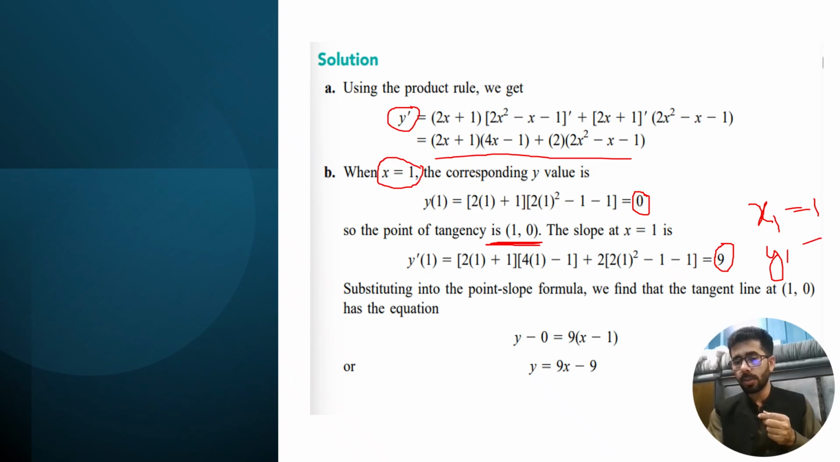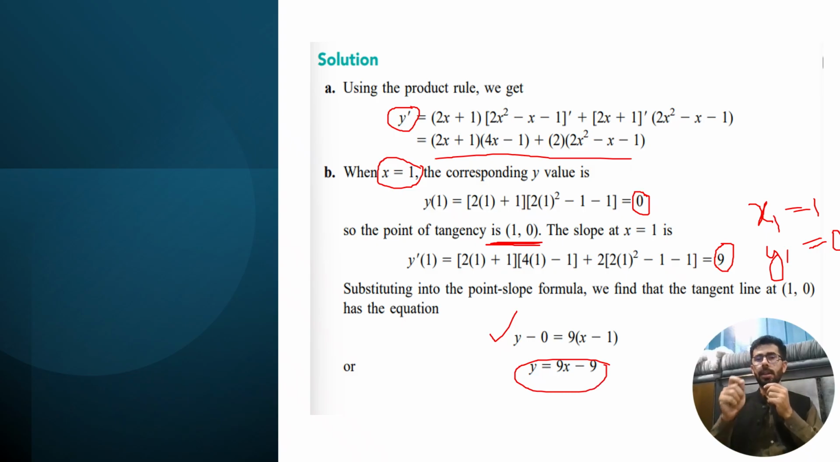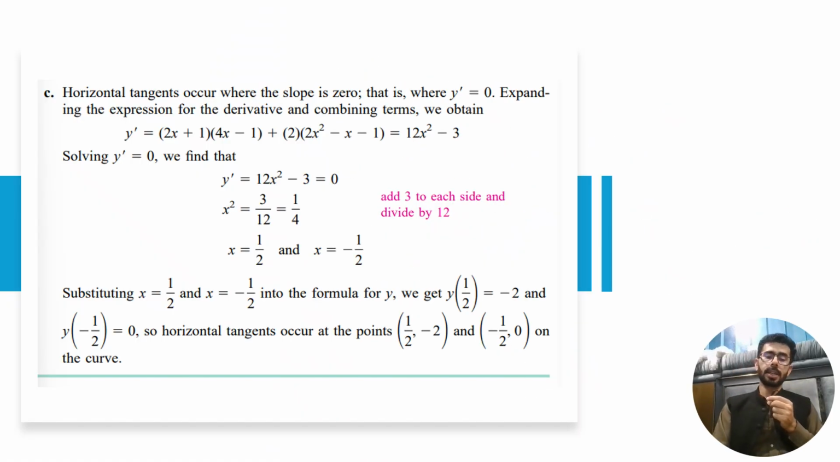We remember that the equation of a straight line when a point and slope is given can be given as y minus y1 equals to slope times x minus x1. If we put y1 to be 0 and x1 to be 1 and simplify it, we get the equation of the tangent line to be 9x minus 9, and this line will be tangential to the curve at point 1 comma 0.